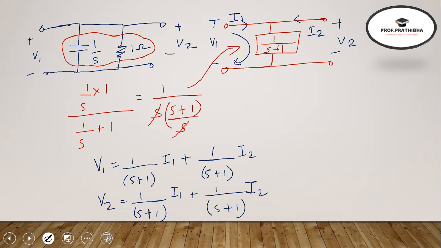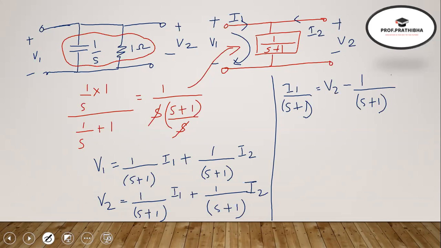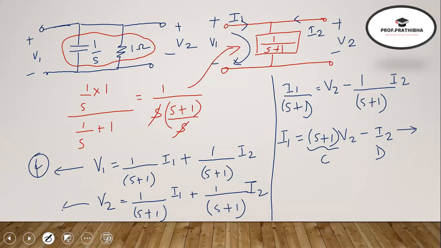So from equation number 2, we can rearrange it. So I1 upon S plus 1 is equal to V2 minus 1 upon S plus 1 times I2. So I1 is going to be nothing but S plus 1 times V2 minus I2. So again, you've got a C and you've got a D. Again, this is like your equation number 3. So I'm just going to call this 4, calling this 5. So this will be 6.